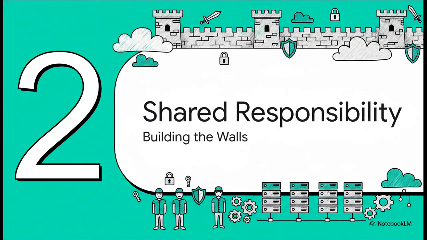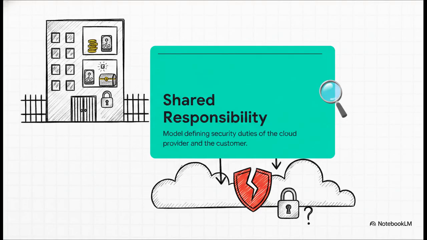Moving on to Section 2, the shared responsibility model. Now that the foundation is set, we're building the walls and figuring out who is responsible for what. Think of this exactly like living in a secure apartment building. The cloud provider secures the gated entrance and the lobby, but you are still responsible for locking your own door and securing the valuable assets inside your private apartment.